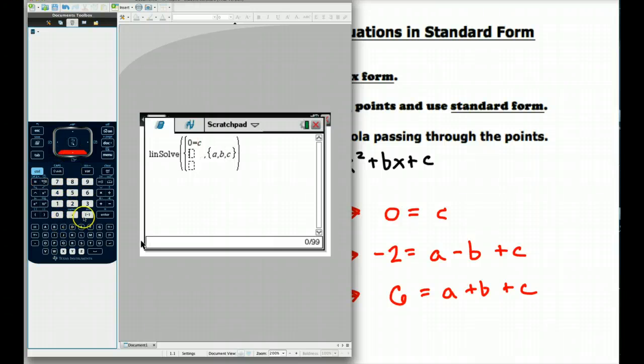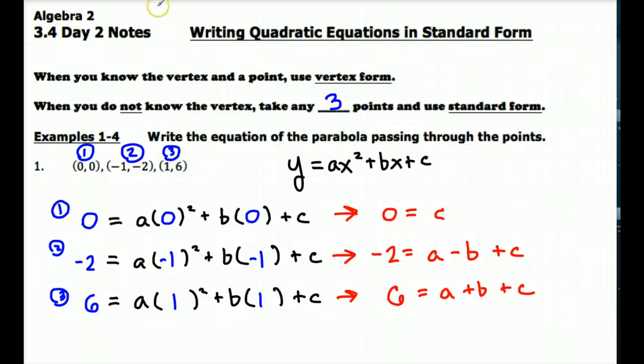My second equation is -2 equals a minus b plus c. And then your third equation is 6 equals a plus b plus c. And when I hit enter for that, I get the ordered triple 2, 4, 0. So that tells me that a is equal to 2, b is equal to 4, and we already knew c was equal to 0, so that's good.